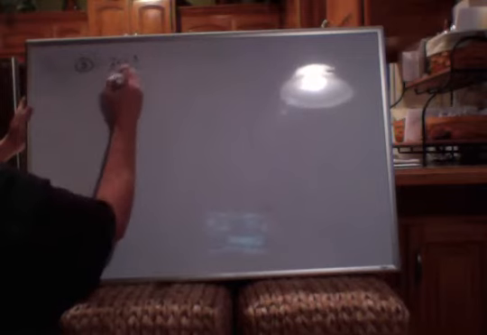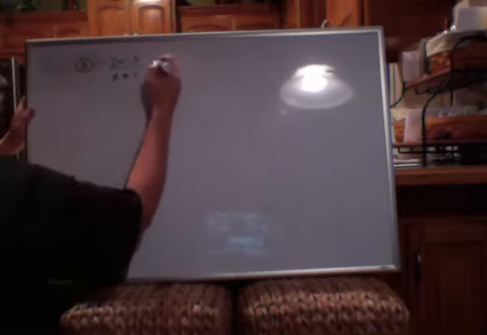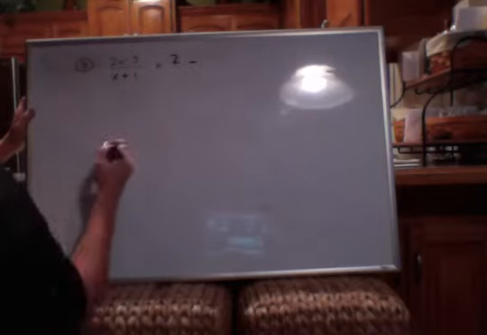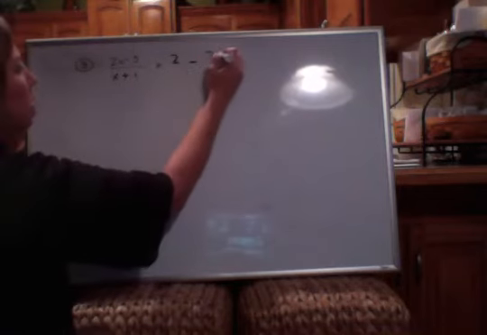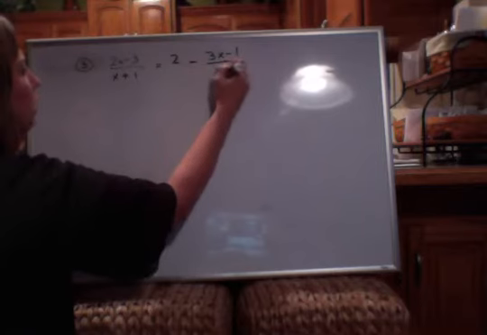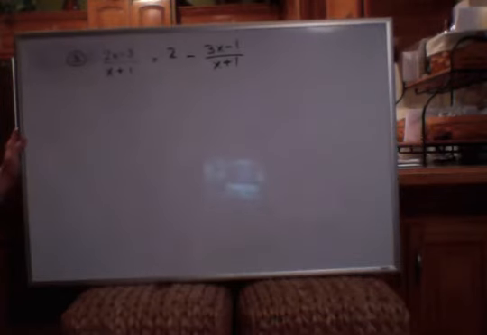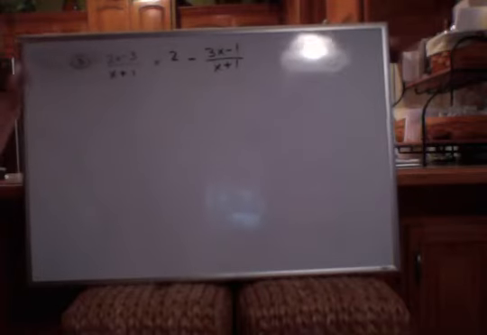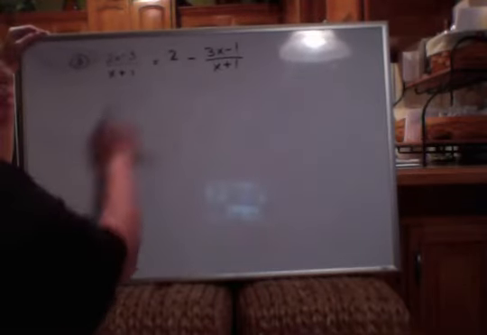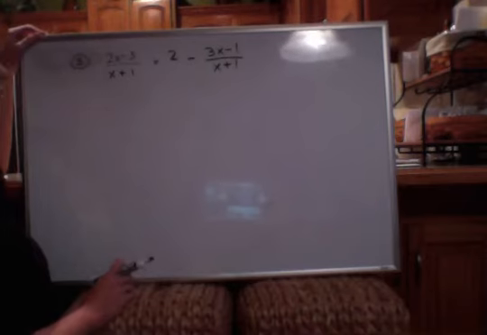So this is example number 3. It is 2x minus 3 over x plus 1 is equal to 2 minus 3x minus 1 over x plus 1. So again, we're starting with a problem where we have fractions. And again, the easiest thing to do is to get rid of the fractions to begin with so that we don't have to deal with them at all.